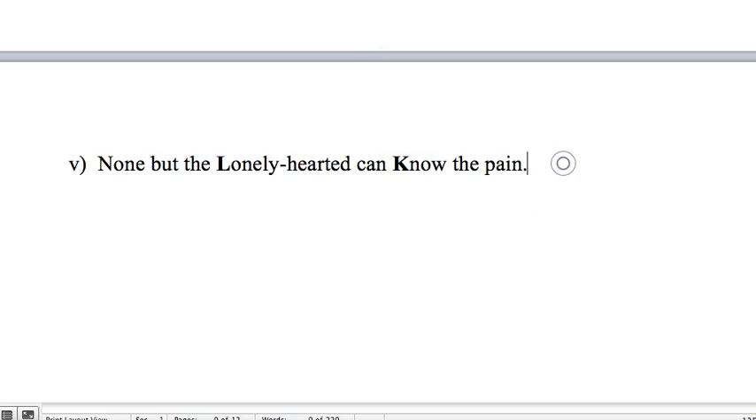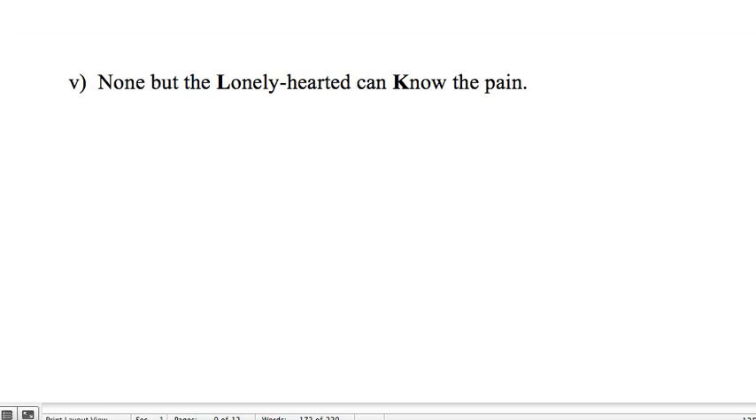None but the lonely-hearted can know the pain. Remember what we said about none but? Give this a try. None but is like only, and only tells us what comes after an arrow. It's a universal generalization. It's implicitly about people, but we won't bother putting that in. We'll just assume that's the domain. If X knows the pain, then X is lonely-hearted. And there's the solution.